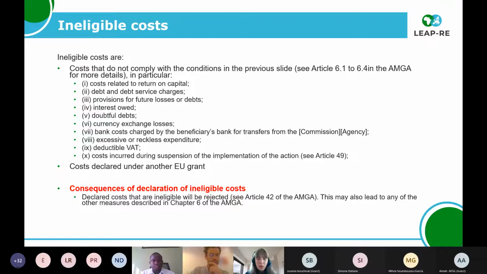have under your organization. Okay, so if a cost is declared non-eligible, then you cannot be reimbursed for this cost. And if you have already been reimbursed for this cost, you will have to give the money back to the Commission.